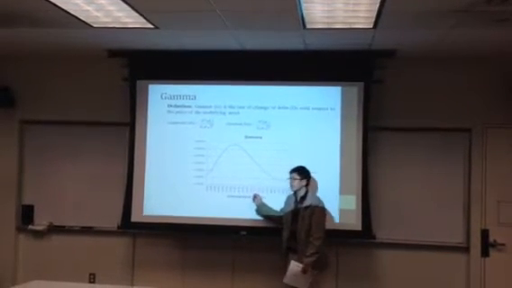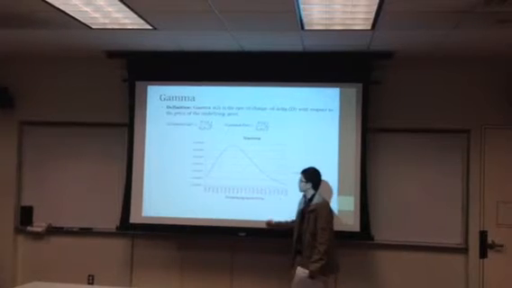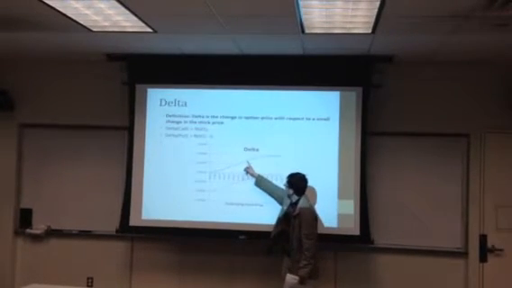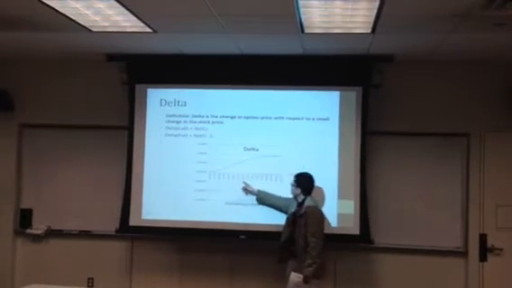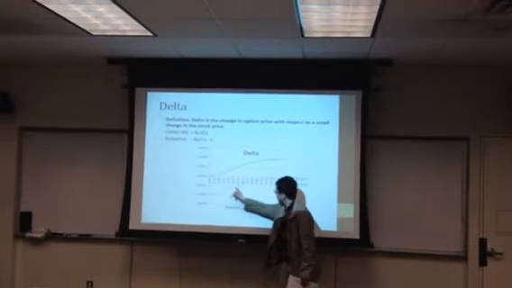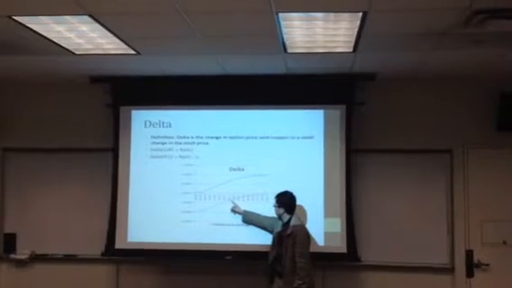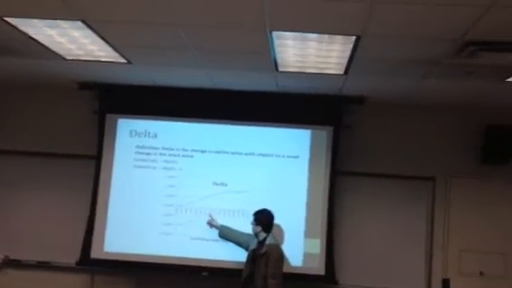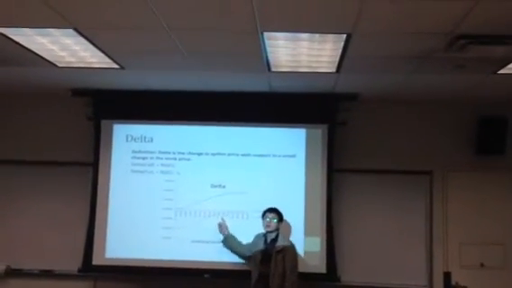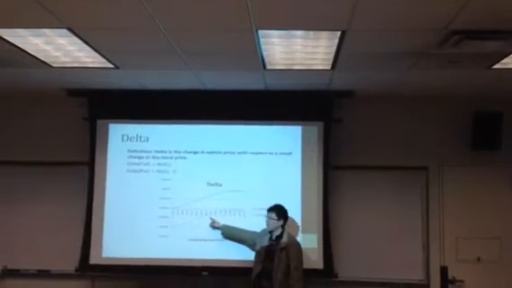What does gamma mean? Please go previous. As we could see here, the change of delta is the highest around here. It's around the 6.8 strike price. That's why gamma is the highest around the strike price 6.8. Okay, go next.